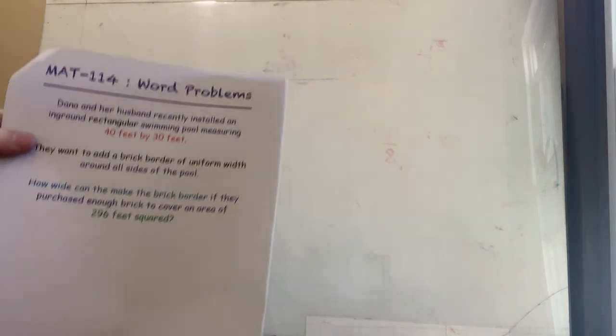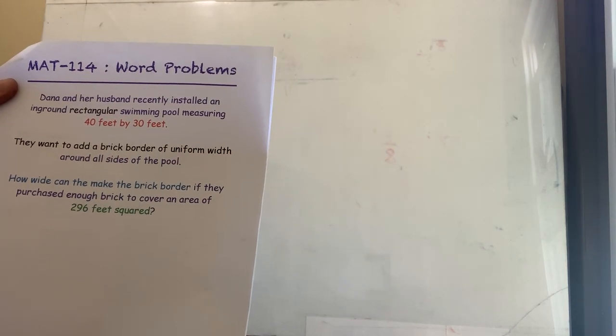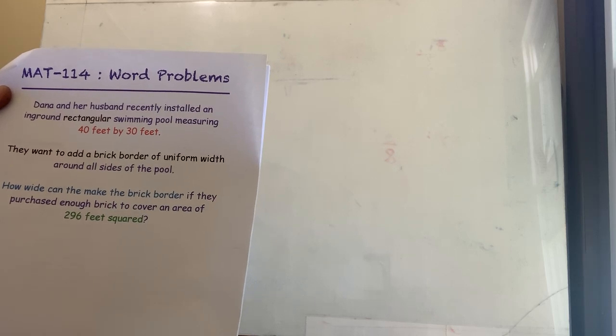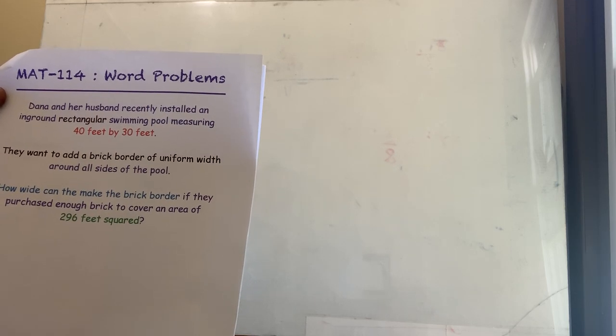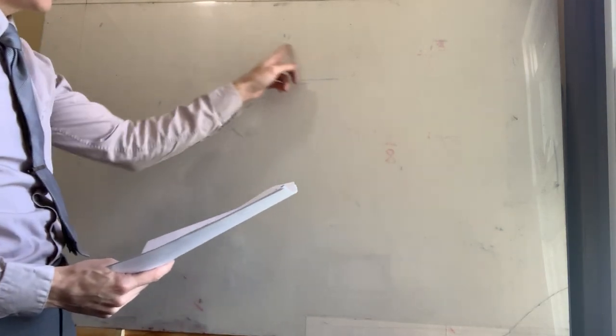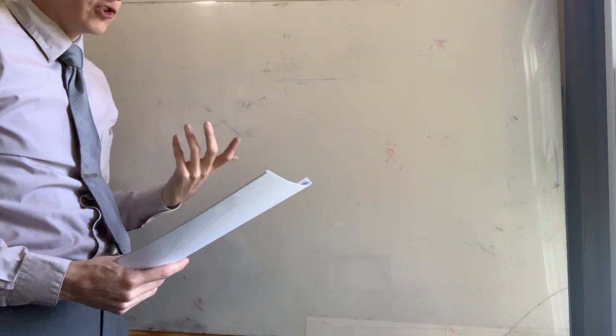Dana and her husband recently installed, yeah, I'll stand here, an in-ground rectangular swimming pool measuring 30 feet by 40 feet, okay? They want to add a brick border of uniform width around all sides of the pool. How wide can the brick border be, right, if they purchased enough brick to cover an area of just 296 square feet? Right. Rephrasing it a little bit in the process there.